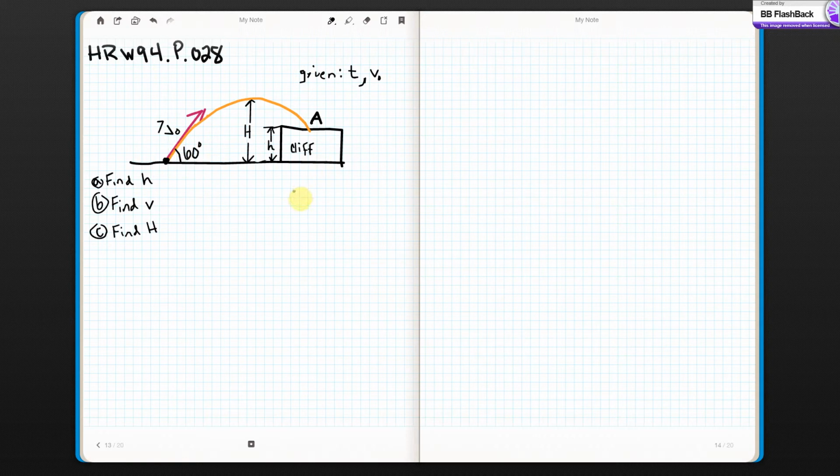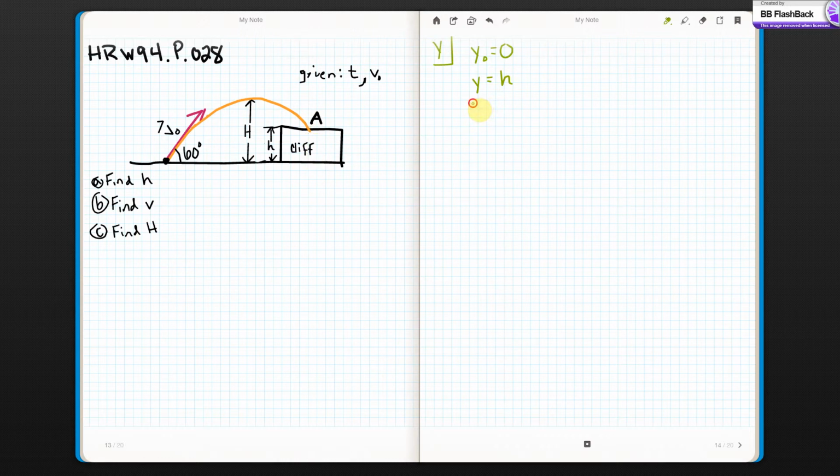Okay, I'm going to try and do this without numbers, and you put in your own numbers wherever I put this stuff. So A says find H. This is easier than you think. Everything that has to do with height is a Y thing, so I'm going to deal with stuff in Y only. Well, I start on the ground, so my initial Y is 0. I end at a height of H, because that's where I stop, at that height above where I started.